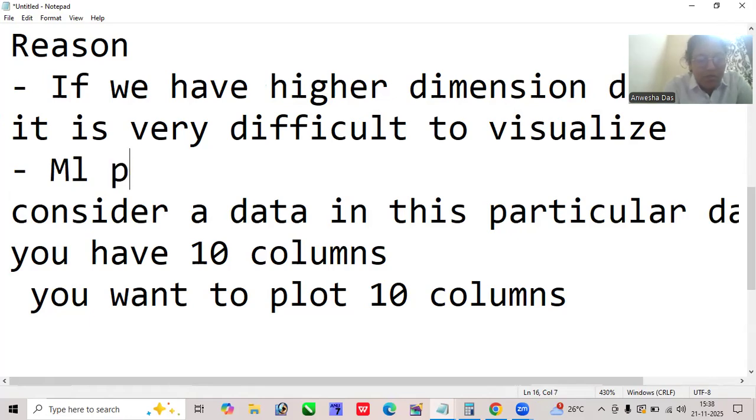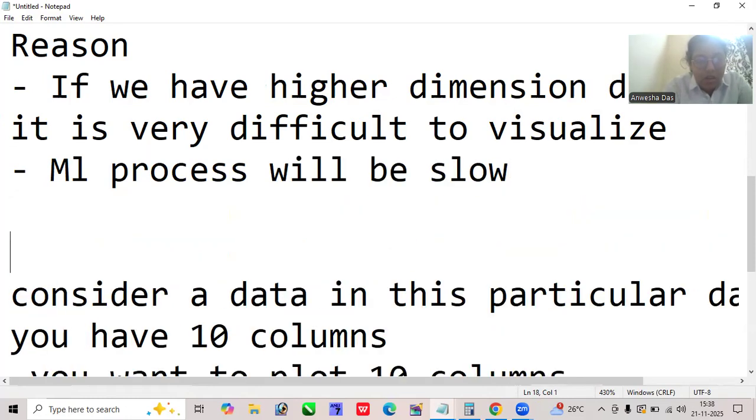The ML process will be slow. Consider you have unnecessary 14 columns, but the 14 columns are exactly not required. So I'm trying to fit using 14 columns. The entire ML pipeline will be slow. So if it is possible, we have to reduce the 14 to like 7. I think you understood the reason behind it.